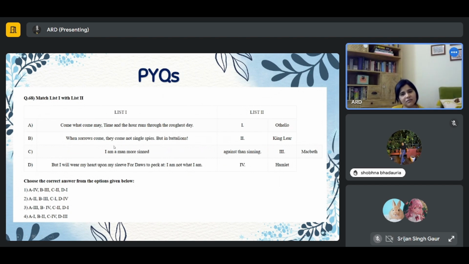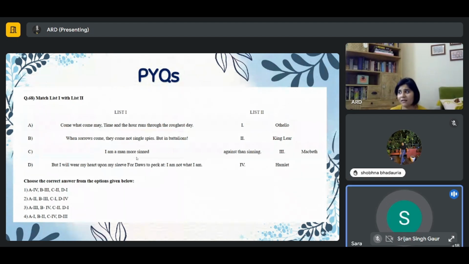ठीक है, तो मतलब also I guess Abhi you said you matched it with King Lear, but after you read the last option na, you wouldn't have, because see the last option is also very clear. But I will wear my heart upon my sleeve for dogs to peck at. I am not what I am. ये कौन बोलता है? I don't remember the name, but I guess the villain says it in the end.